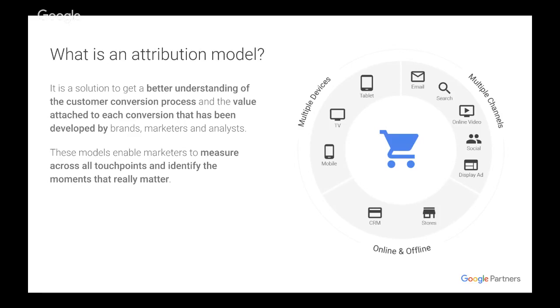In order to go forward, let's ensure the basics are set right and start by defining what is an attribution model. An attribution model is a solution to get a better handle of the customer conversion process and the value attached to each conversion. These models are allowing marketers to measure across all the different touch points we were just discussing that are involved in the customer journey. And this is going to help you identify the moments that really matter. Maybe asking yourself, how is this done? Well, sophisticated math is applied to customer data, and consumers and companies actually look for these results to glean the true contribution of their marketing investments.